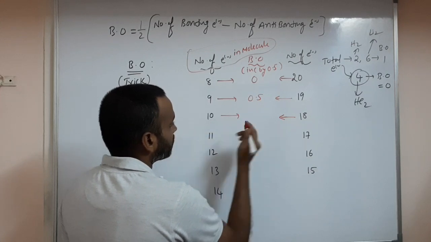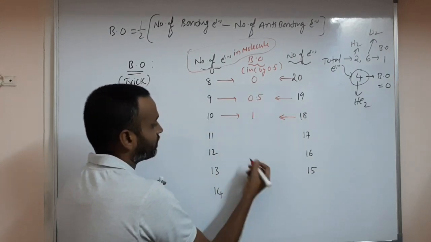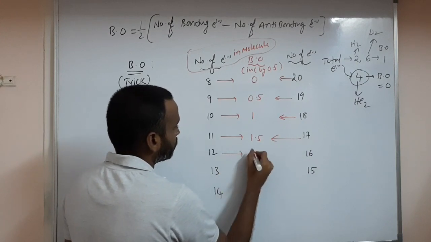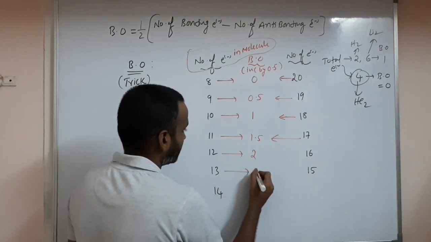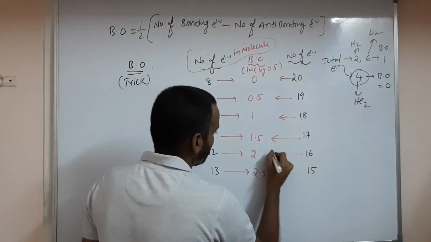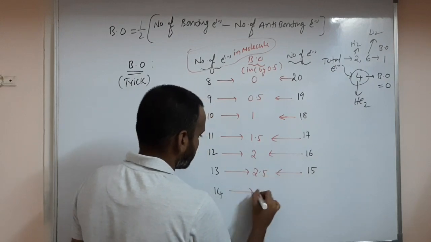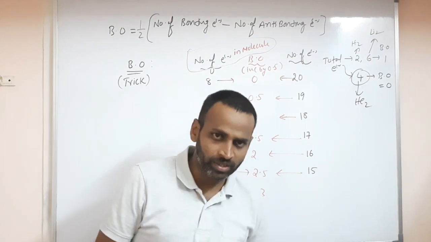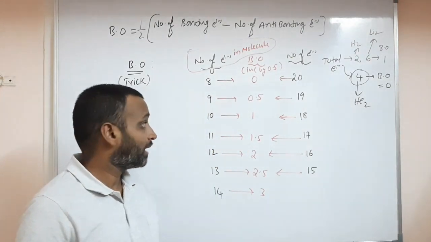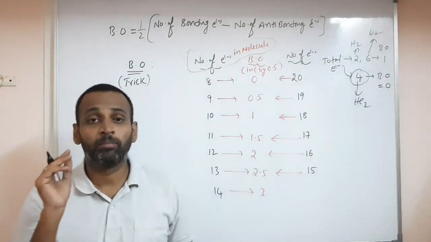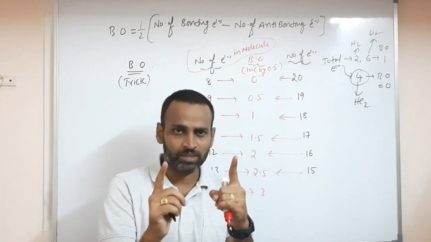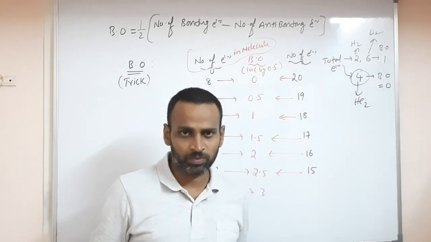Electrons or 18 electrons, then the bond order is 1. So increasing by 0.5, now 1.5, now 2, now 2.5. Okay. Now here just 3. Bond order can be maximum 3. Bond order can be 0 and bond order can be fractional. But bond order can be maximum 3 because between two atoms maximum triple bond is possible.